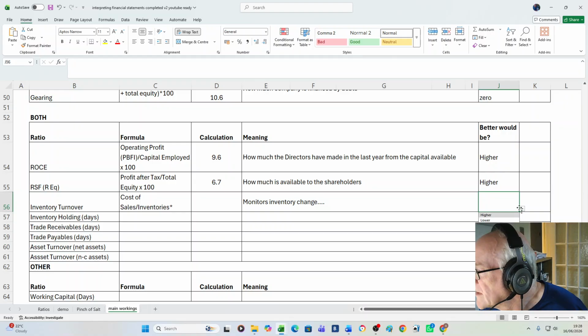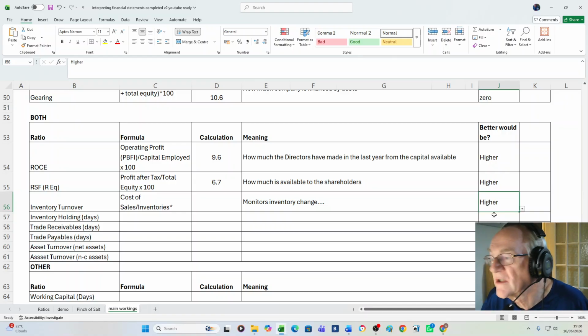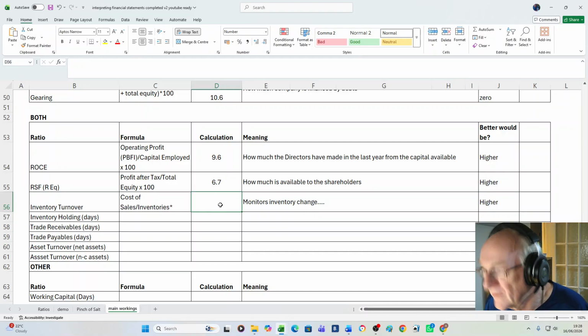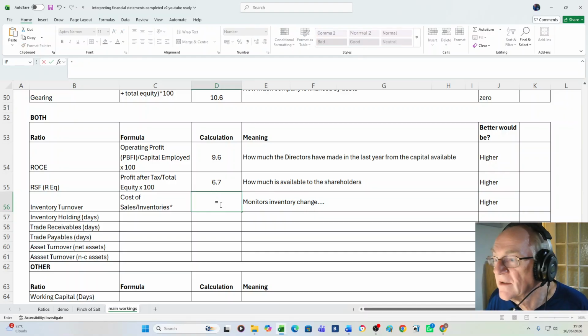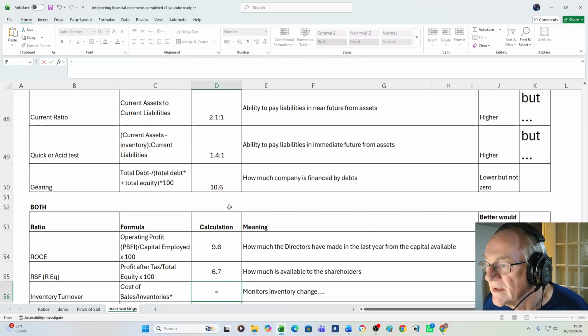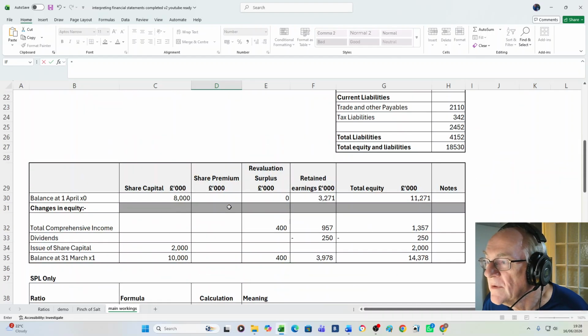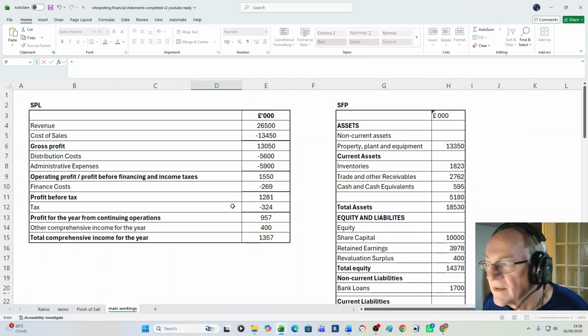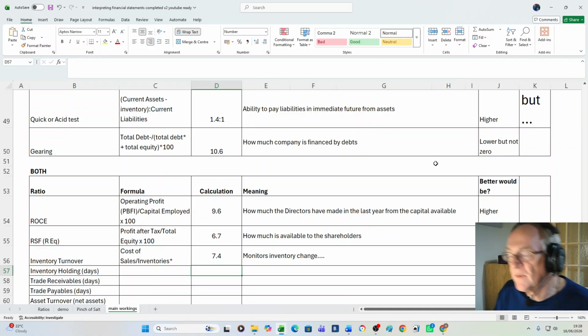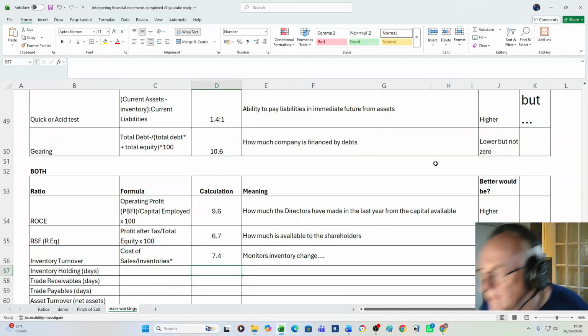And of course, the more we turn over our inventory, the more sales we're making, the more chance to make a profit we've got. So this is a number of times. It's not got 100 times 100 in it. So just a multiple. So we've got the cost of sales, going to type it in, divided by inventory, and we have 7.4 times. So this business has turned over, based on the available figures, inventory 7.4 times.